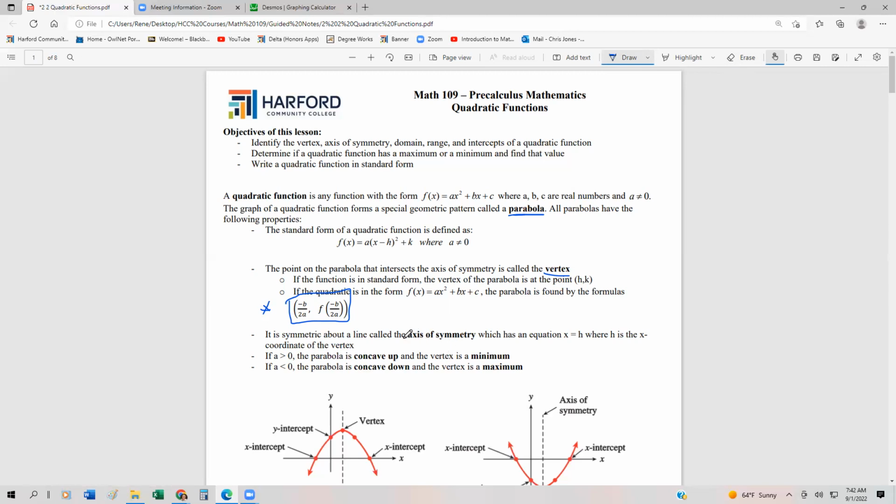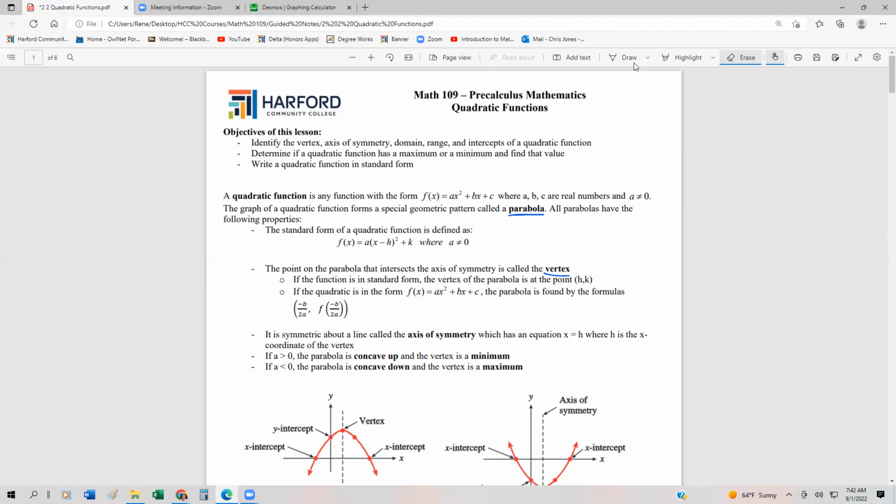And an axis of symmetry is a line that splits the parabola right in half. So the axis of symmetry is just x equals this value, and that's going to be the axis of symmetry. It's the vertical line that goes through the vertex and basically divides the parabola in half.